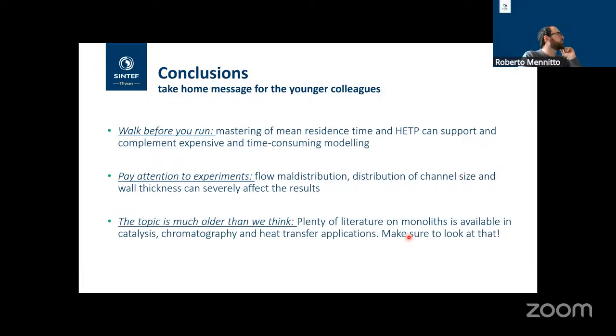Well, no, it would be interesting. You can produce a monolith that has a bed voidage similar to that of a packed bed. It would still have a slightly lower pressure drop just because the flow path is straight and it doesn't have the tortuosity of the packed bed. The thing is that it is difficult.